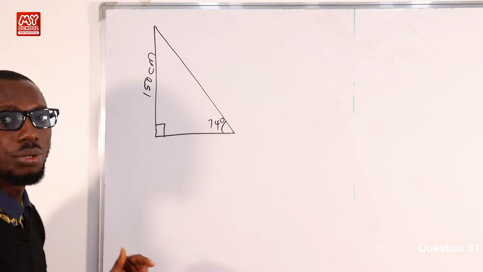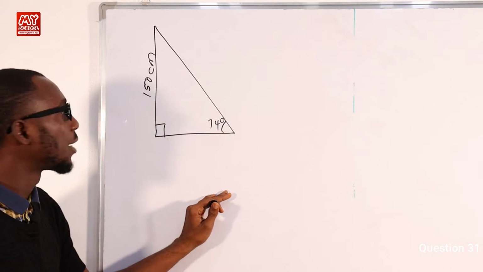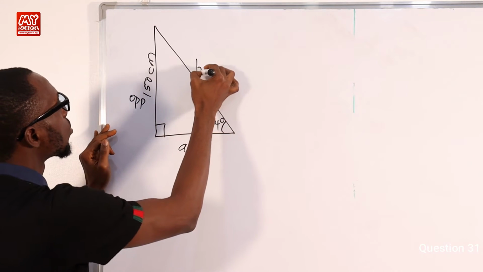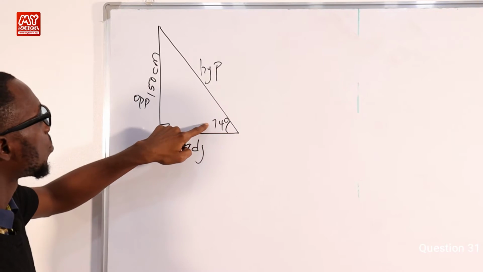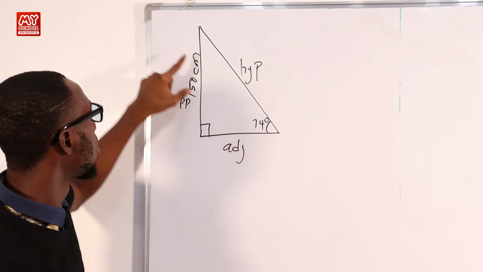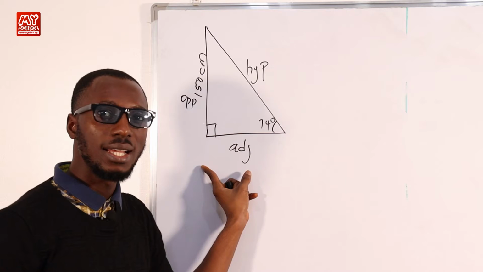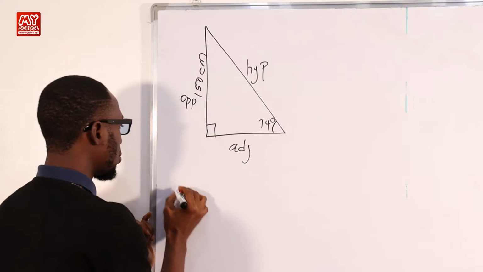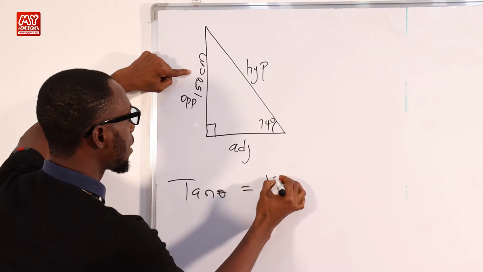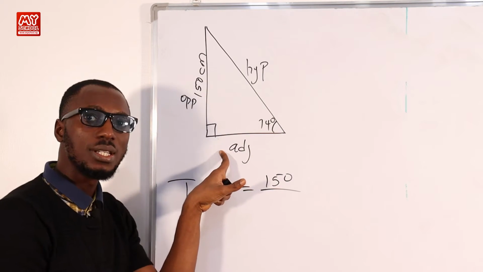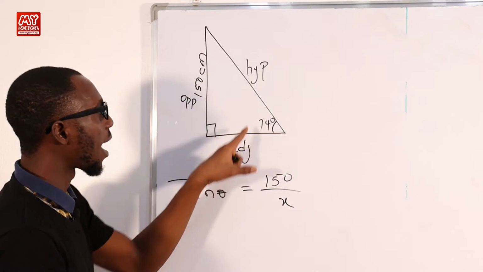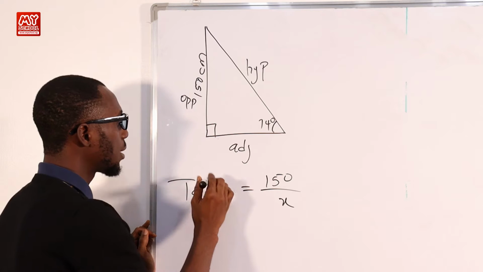So very well, what we can do is just to see the values we are provided with. At first, this makes your opposite, this makes your adjacent, and this makes your hypotenuse. We have the angle, we have the opposite value, and we are asked to find the adjacent. So that means we can use tan. So our tan theta will be equal to opposite, which is 150, over adjacent, which is the distance from the boat to the tree, which is x that we are looking for, where our theta is 74 degrees.